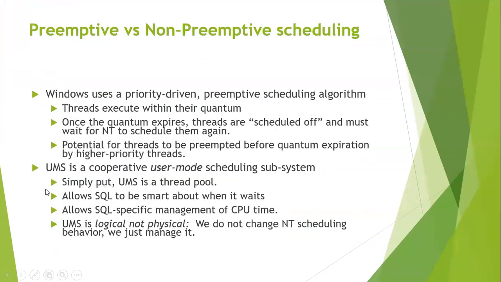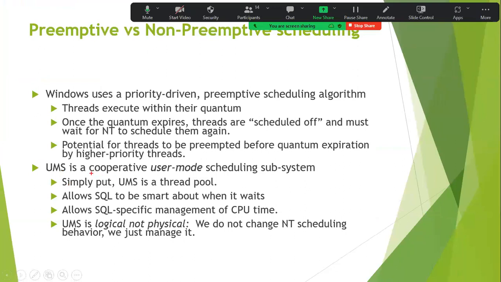Cool. So this is what I was talking about. UMS is a cooperative user mode scheduling. I will talk in a bit about what that means. Simply put, UMS is a thread pool where it schedules one thread at any point of time. It allows SQL to be smart about when it waits. Right, it allows SQL Server management of CPU time.